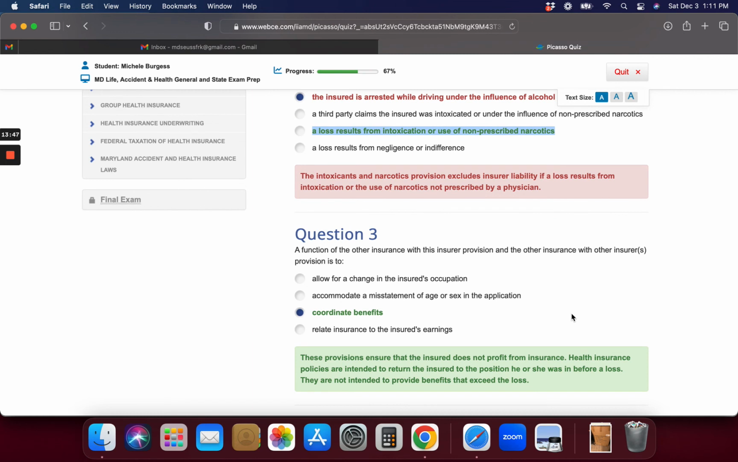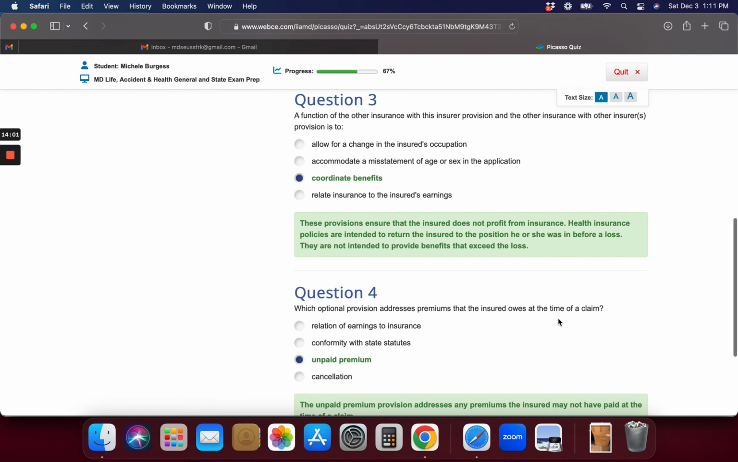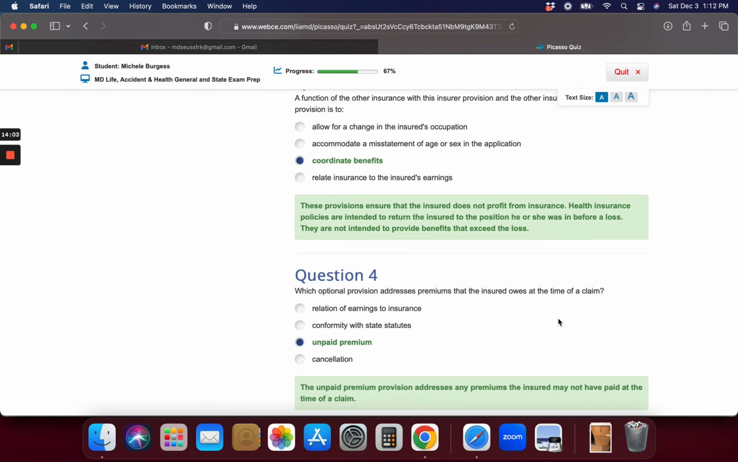Coordinate benefits is the correct answer on 3 with that crazy wording. I'm not even going to repeat the wording. Health insurance policies are intended to return the insured to the position he or she was before a loss. All right, 4. I got that one right too. Unpaid premium. Which optional provision addresses premiums that the insured owes at the time of claim? All unpaid premiums need to be addressed. Okay. So that's it on this lesson.